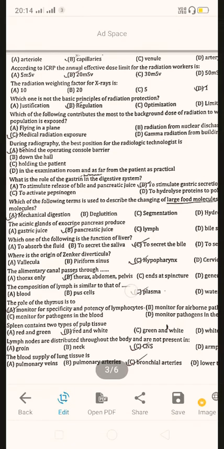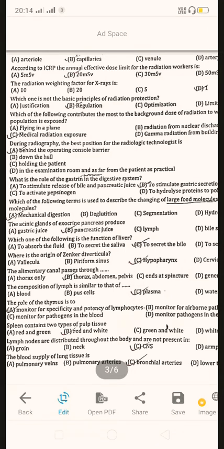Okay. Then, acinar gland: what does the acinar gland of the exocrine pancreas produce? The pancreas is both an endocrine and exocrine gland. The acinar gland of the exocrine pancreas produces pancreatic juice.